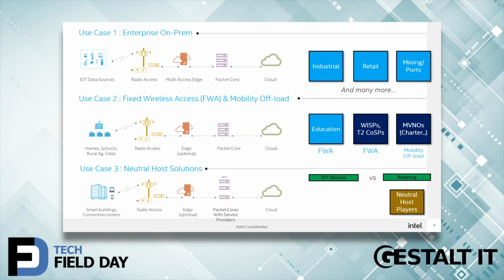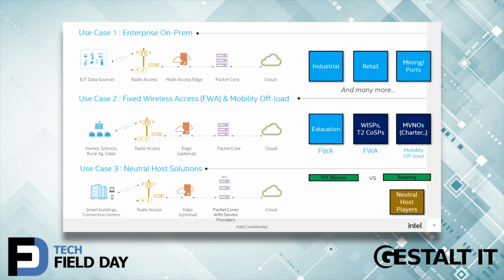The second use case, the broader category, is fixed wireless access and mobility offload. To give you some examples, if you think about the rural area or the education area, this is where the tier 2 service providers are providing services using private network or CBRS spectrum to provide broadband to the rural areas or even to school students, who cannot access a Wi-Fi network outside the school or the college building.